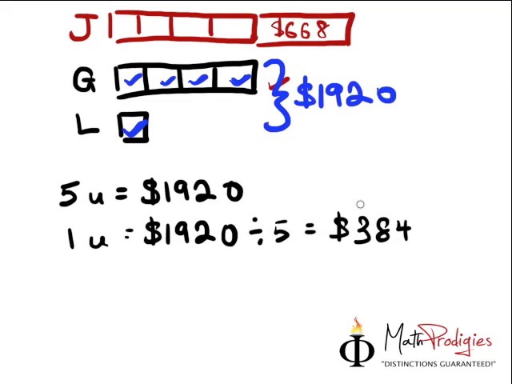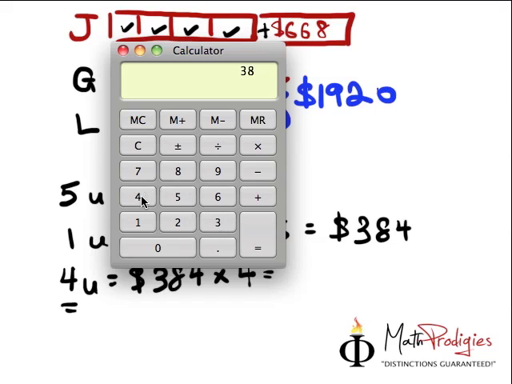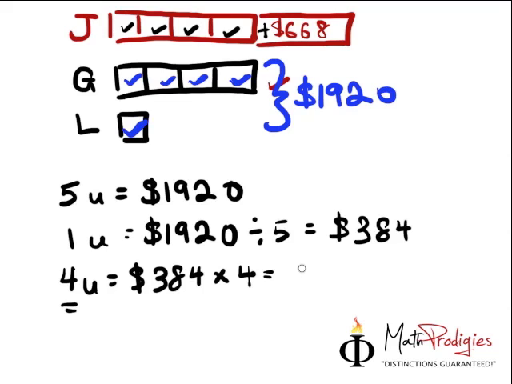But the question is, how much did Joseph have? So let's check. Joseph had 1 unit, 2 units, 3 units, and 4 units, plus another $668. Interesting. Let's find out how much 4 units is first. So 4 units equals $384 times how many? Good job, times 4. Now let's take out our handy dandy calculator again. 384 times 4 gives you 1536. So $1,536 is the 4 units.